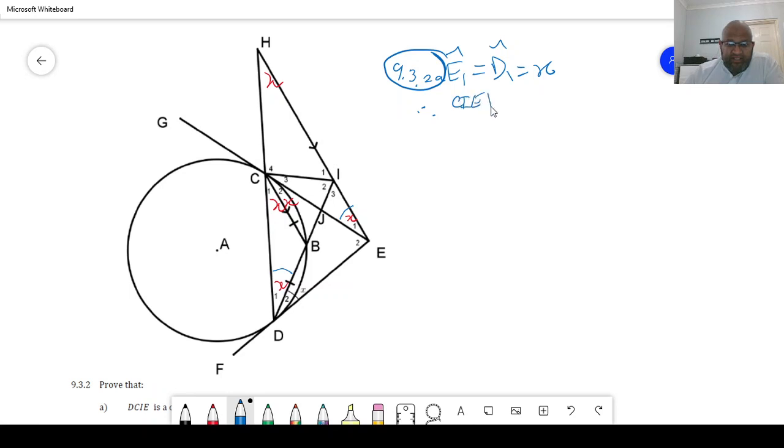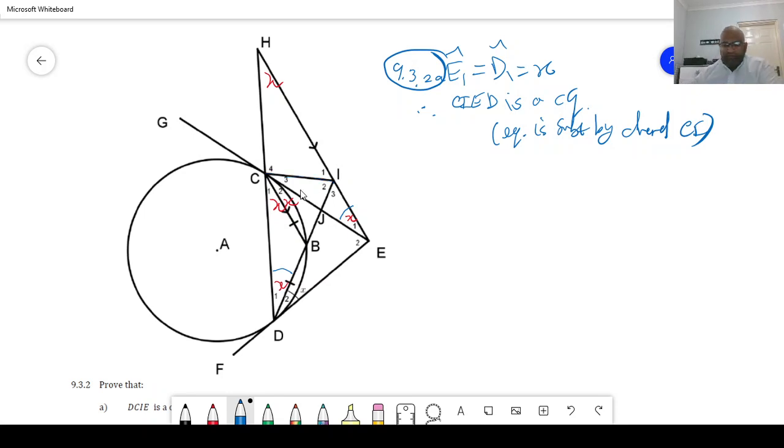So we can say therefore CIED is a cyclic quad. Why? Because of the converse of angles in the same segment, or equal angles subtended by chord CI. You can just say equal angles subtended by chord, you don't have to mention the chord's name, or you could have said converse of angles in the same segment. So now all cyclic quad properties are evident in this quadrilateral here.